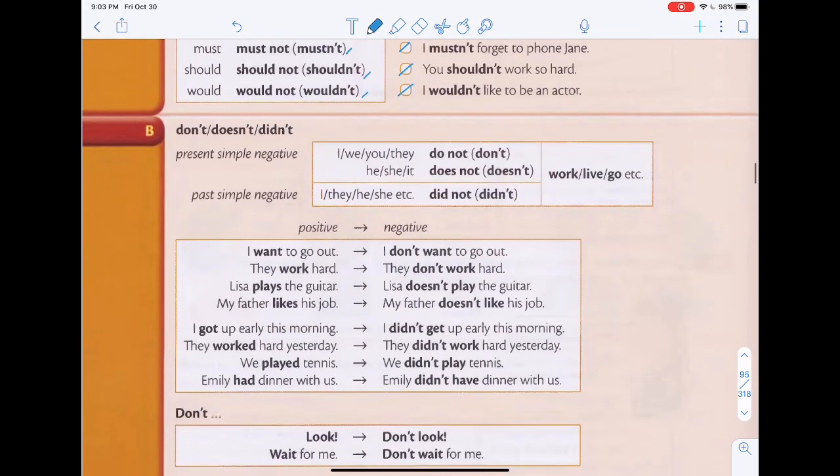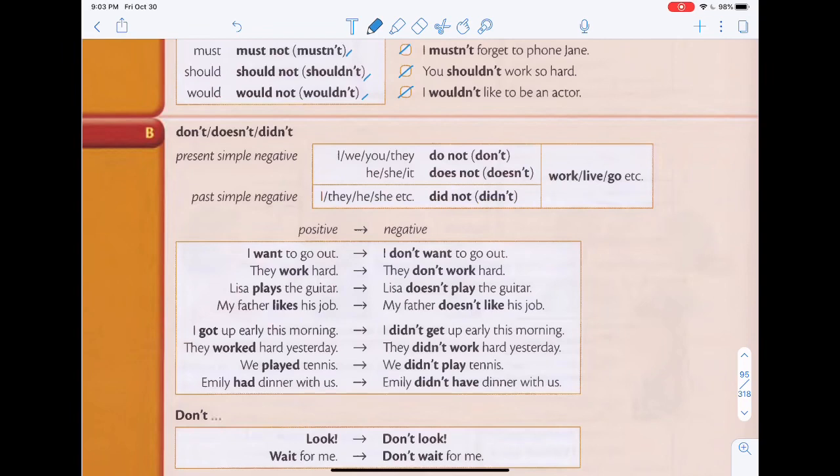Now let's move on to part B. We have don't, doesn't, and didn't. So present simple negative will have I, we, you, they will use do not. And you can shorten it to don't. He, she, and it is does not. You use doesn't. And then past simple negative will be I, they, he, she, everything will be did not. Doesn't matter if it's one person or 10 people, it'll be did. Alright, so did not, didn't.